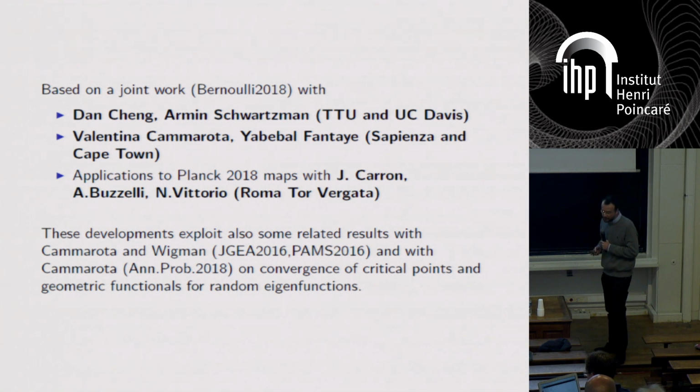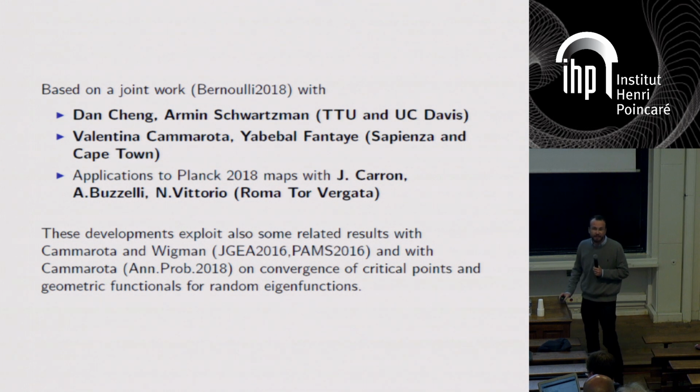Then there is another paper which is really the one with the application to CMB data, which has not been posted on the arXiv yet, but it's almost finished, with these other people like Carron, Buzzelli, and Vittorio.